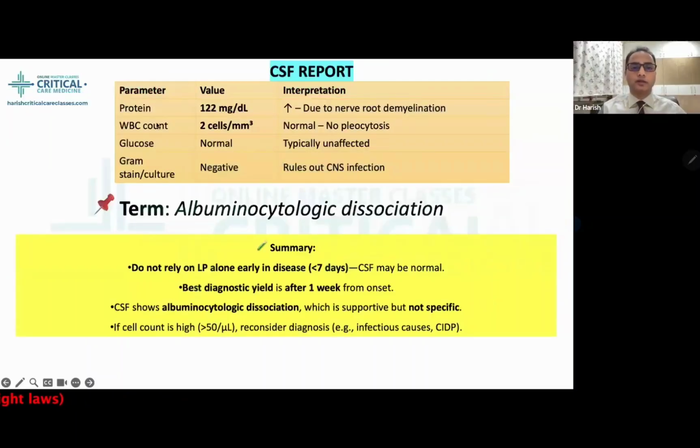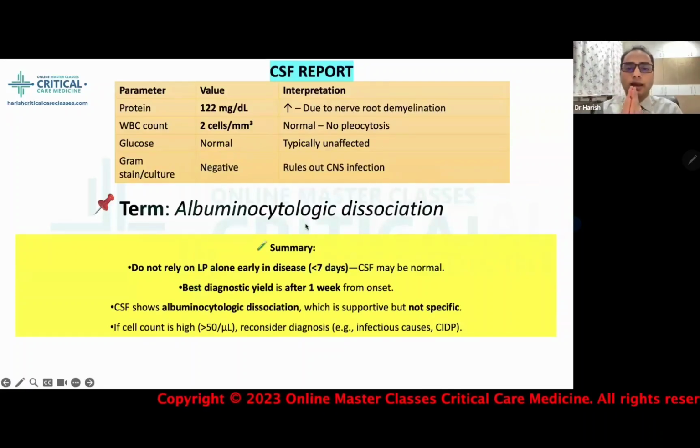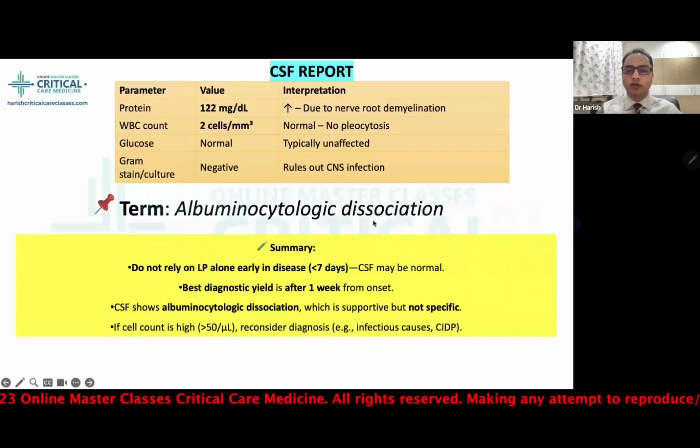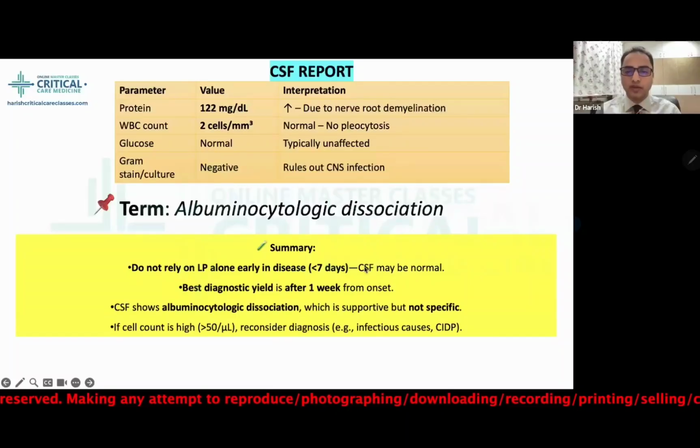Again, we got a CSF report in our gentleman. Protein is 122, which is elevated due to nerve root demyelination. Counts are very low, no pleocytosis, and glucose is normal. Gram stain and culture of the CSF are normal, which fairly rules out CNS infection. This typical appearance of the CSF we call albuminocytological dissociation. Remember, do not rely on lumbar puncture alone in the early phase, which is less than 7 days.